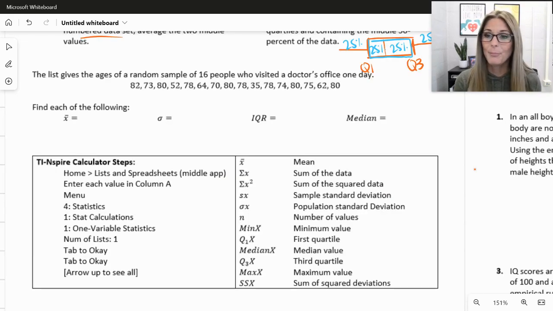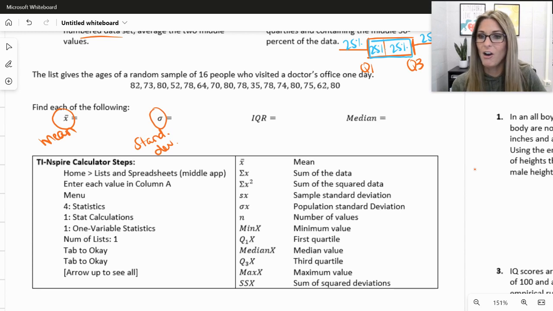Right below, I have an example of a list of data that represents the ages of a random sample of 16 people who visited the doctor's office one day. And we're going to find each of the following statistics. Starting with that X bar, I want to remind you that that represents our mean. So we'll find our mean. This next symbol, remember that stands for standard deviation. We'll find our IQR and our median.